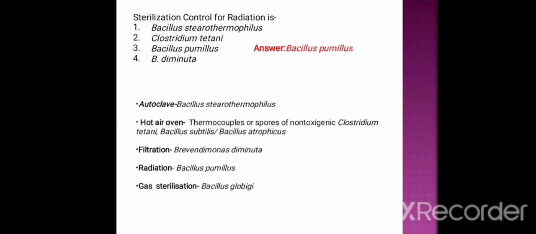Whereas in the autoclave, Bacillus thermophilus is the biological indicator for sterilization control. In the hot air oven, Clostridium tetani or Bacillus subtilis or Bacillus atrophaeus is used as sterilization control. In the filtration method, Brevundimonas diminuta is used as sterilization control. Whereas for gas sterilization, Bacillus globigii is used as sterilization control.